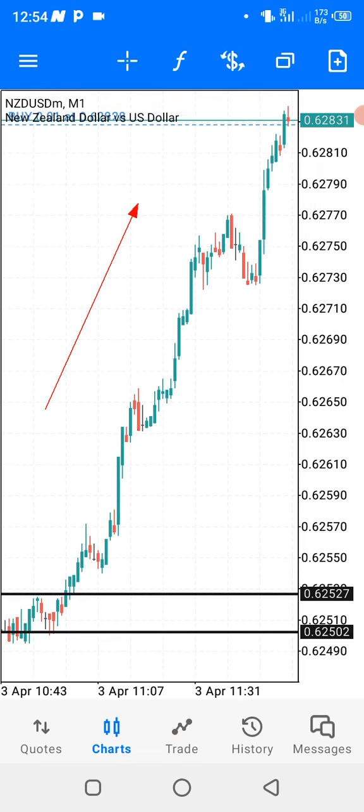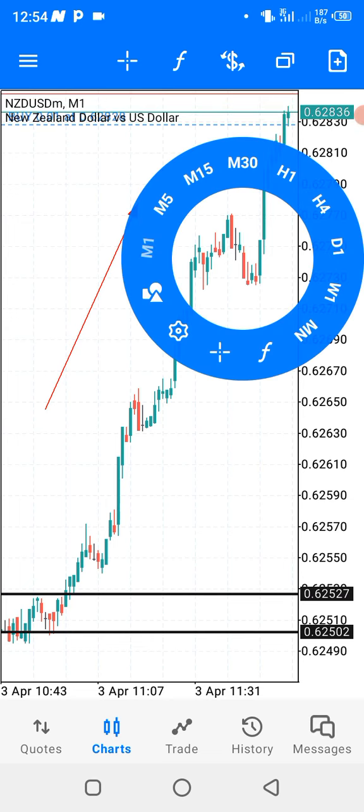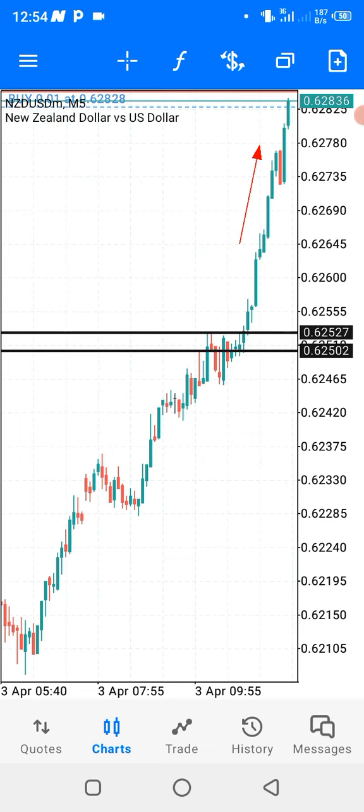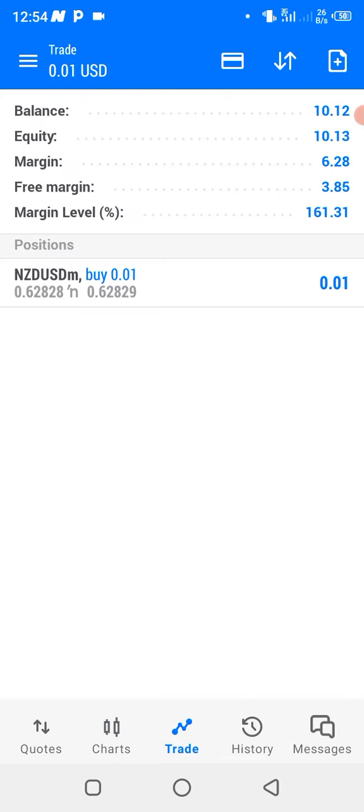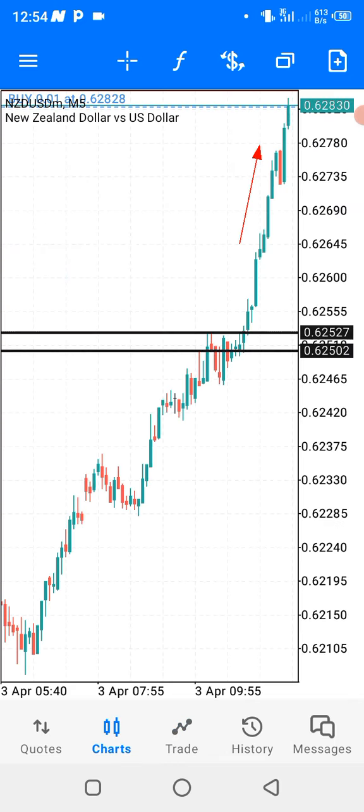Keep watching and let us see how this actually goes. So let's go over to my 5-minute time frame, which is the time frame that I actually placed the trade on. So let us see how it goes. Keep watching and I'm going to keep you guys updated.